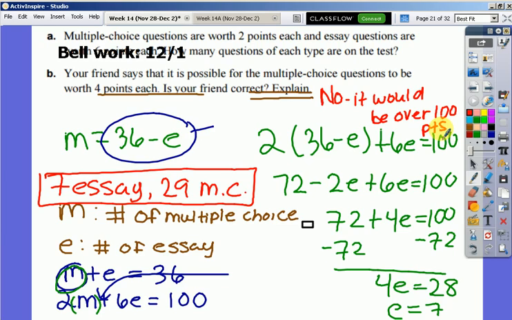All right. That is an item under your table of contents for your assignment packet. So make sure that you have all those questions answered and that you label it bell work and then the date 12/1.